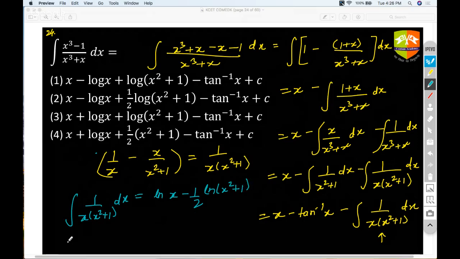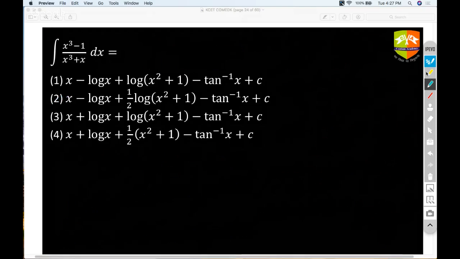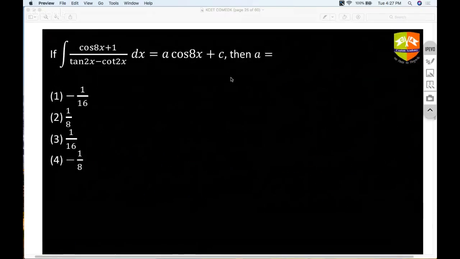So my complete answer would look somewhat like this: x minus tan inverse x minus ln x plus half ln (x square plus 1), which clearly is option number 2. So 2 is the right option in this case. Let me see who is the first one to answer this. The first one to answer this correctly was Vaishnavi again. Well done. Very good. Is that fine? Again, I would categorize this problem as a time consuming problem, so we need to compensate for the lost time with the easier ones.